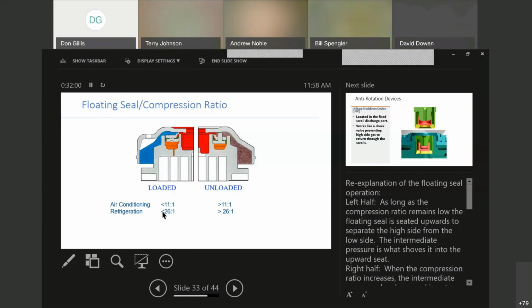Refrigerant, same thing. Lower than 26 to 1, we're still good. This is what it's tested for. Above 26 to 1, it will fall down. Again, lack of pressure in this intermediate area here, okay?